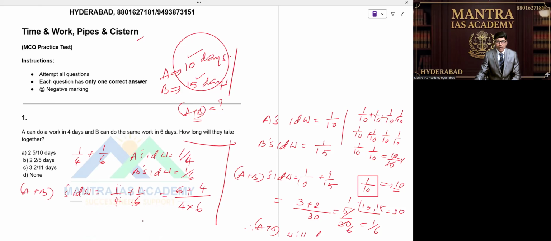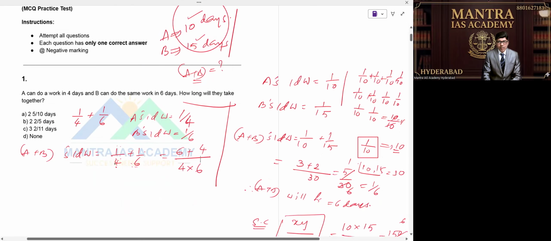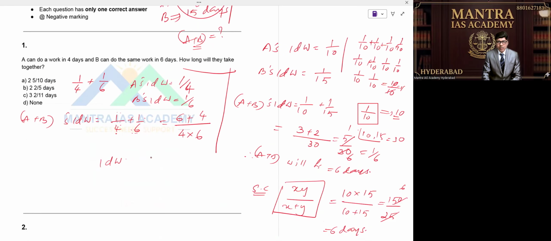It's purely 1 day's work. So A plus B's 1 day's work is 6 plus 4 is 10 by 24. Now 2 5s are 10, 2 12s are 24. This value is 5 by 12. Therefore, A plus B can do it in 12 by 5 days. You know this method already. 5 2s are 10, remainder is 2, so 2 by 5 days is our answer. That's option B, which is 2 by 5 days.